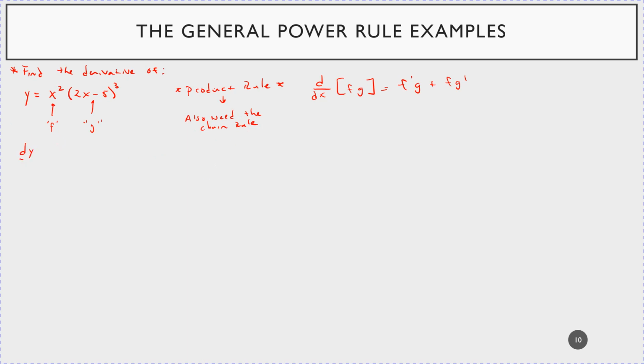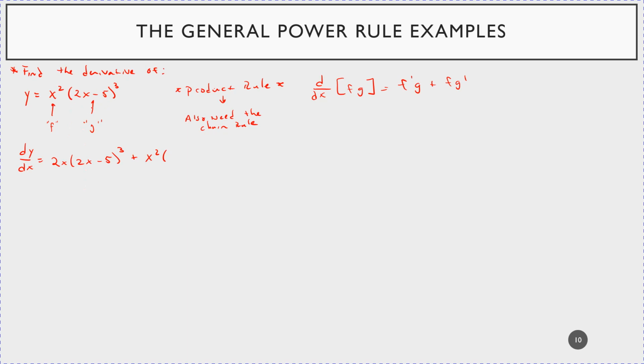dy/dx. Take the derivative of x squared, so that becomes just 2x times (2x minus 5) to the third power, plus, now leave f alone, so you have x squared times, and then in parentheses here.